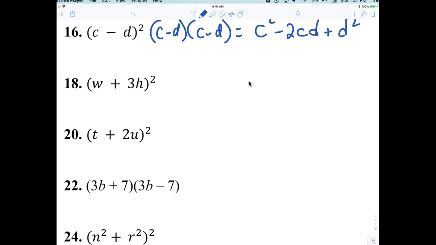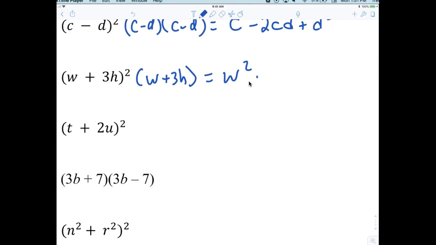So w plus 3h times w plus 3h. W squared plus 6hw plus 9h squared. I do my little smiley faces. How much is that? 3 and 3. If you learn to write them out, it's really simple. Everybody good?